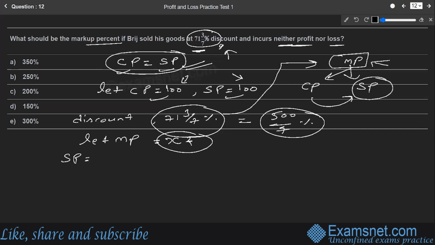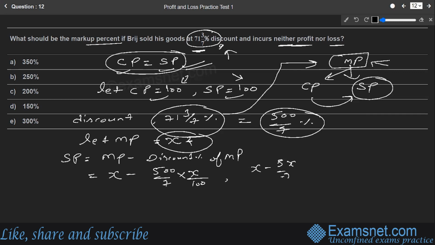So what should be the selling price? Selling price is mark price minus discount percent of mark price. How much is the mark price that we have assumed? We have assumed the mark price to be x, so it has to be x minus 500/7% of x. If we solve this, this comes out to be x minus 5x/7 is equal to the selling price. We have already taken the selling price to be 100, so we can put this equal to 100. If we solve this, we're going to get the x value as 350. So the mark price is simply 350 rupees.